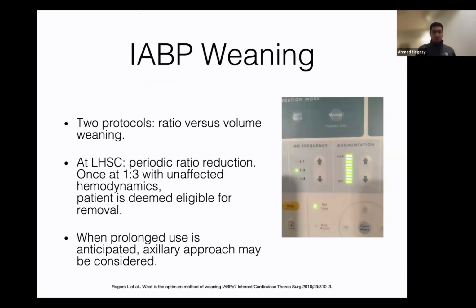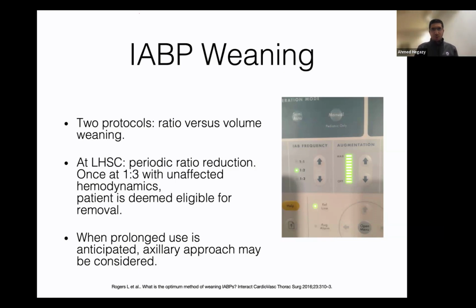And so what about weaning? Last but not least, how do you wean a balloon pump? There's also no consensus about how you wean. There are different protocols that have been published. The two major protocols are either ratio weaning or volume weaning. You can either reduce the frequency or reduce the ratio, go from 1 to 1 to 1 to 2, and then go to 1 to 3, or you can reduce the volume of augmentation, go down on the augmentation, and see if the hemodynamics tolerate.